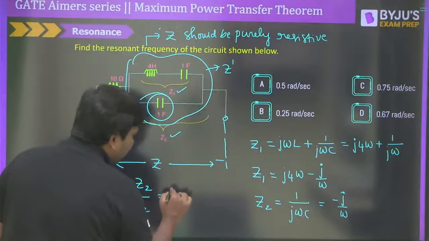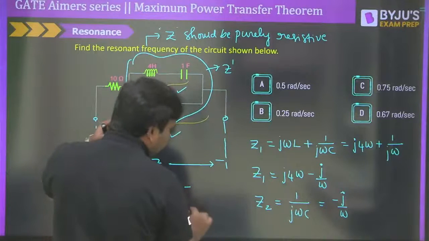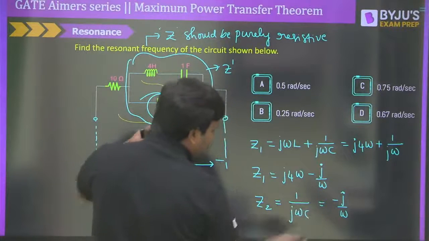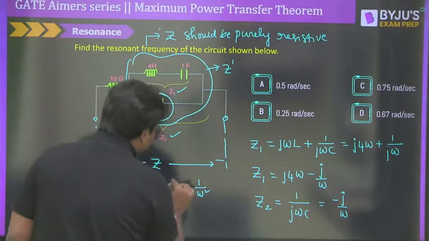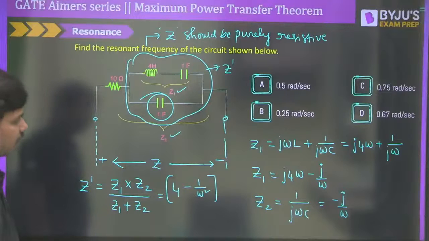So this is 4 first of all, and then minus. So minus plus, and j into j minus 1 by omega square. This is what you will get in the numerator. Please correct me if I make any mistake in the calculation.